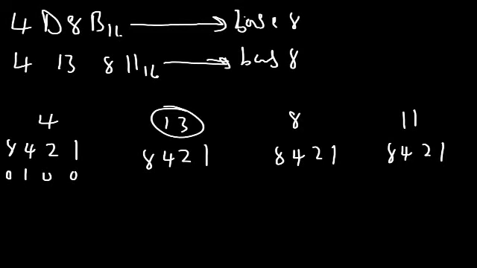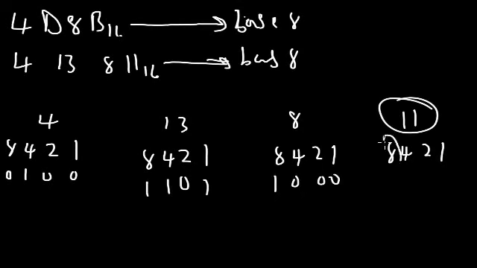For 13, it turns out that 8 plus 4 plus 1 will result in 13. 8 plus 4 is 12, and 12 plus 1 is 13. So 1, 1, 0, 1. For 8, only 8. That's 1, 0, 0, 0. And for 11, that's 8 plus 2 plus 1. So that should be 1, 0, 1, 1.